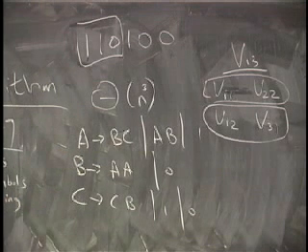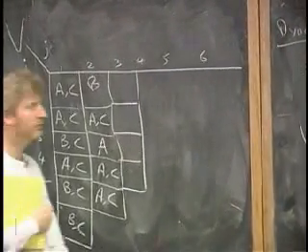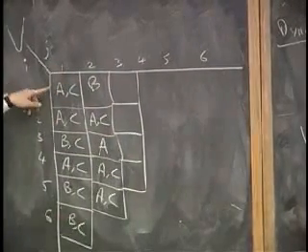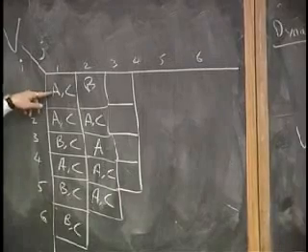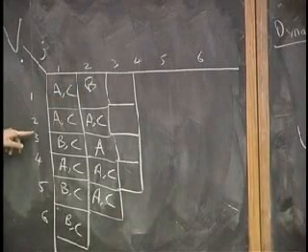Now let's look at these pairs, V11 and V22. That is this one and this one. And what's the next one? V12 and V31. So it goes here and here.